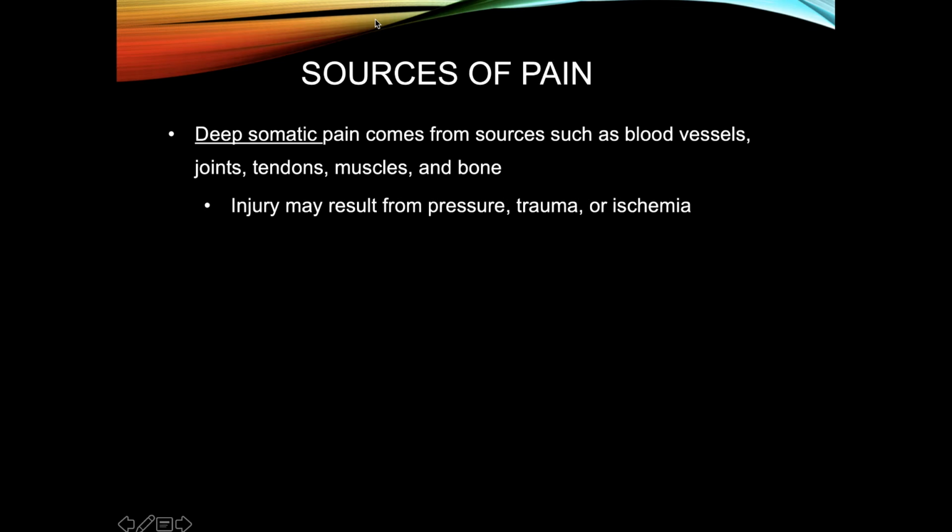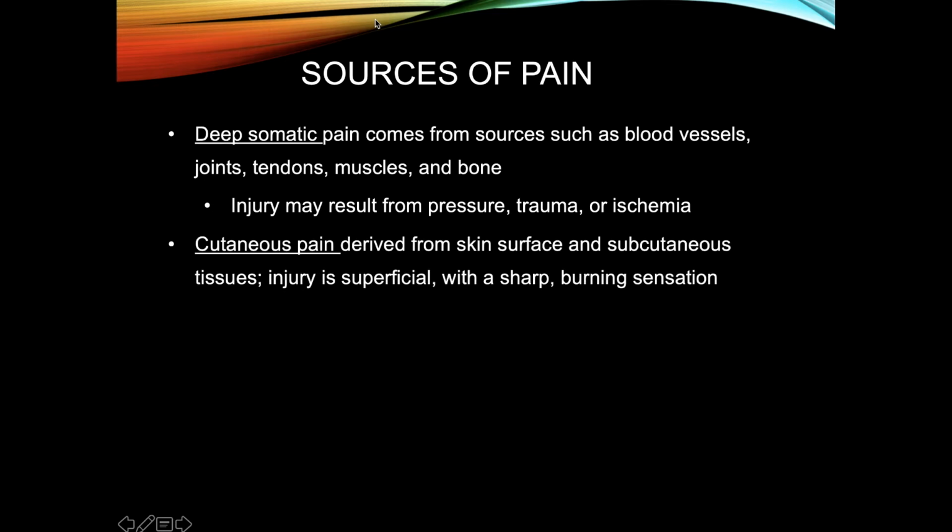Deep somatic pain comes from sources such as blood vessels, joints, tendons, muscles, and bone. This injury may result from pressure, trauma, or ischemia. You get those pressure ulcers. The cutaneous pain is derived from skin surfaces and subcutaneous tissues. The injury is generally superficial with a sharp burning sensation.